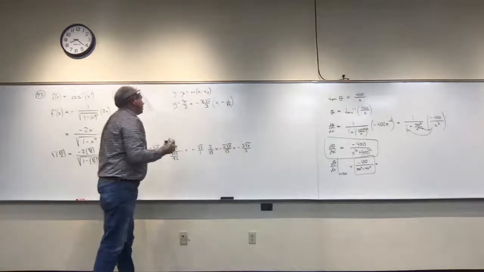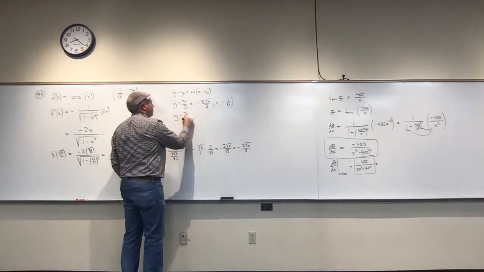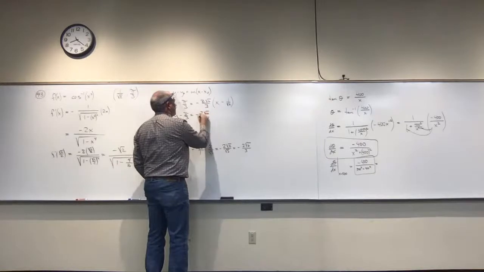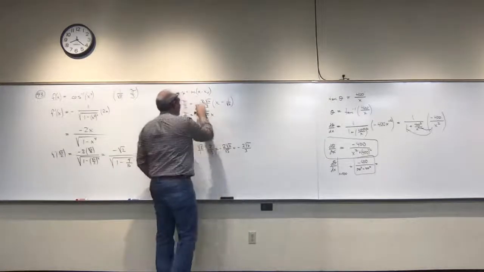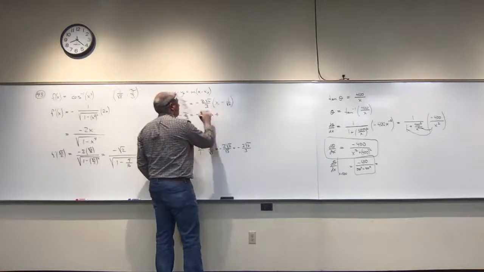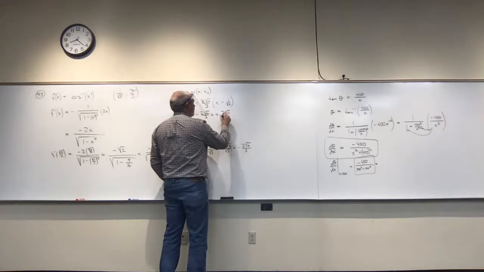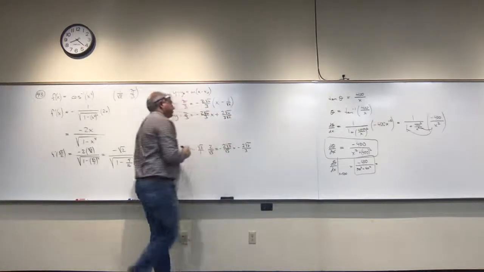Okay, and now just simplify. So I get that y minus pi over 3 is equal to negative 2 root 6 over 3 times x, and then positive times, I'm sorry, negative times negative is positive, and then I get 2 root 6 on top. On the bottom, I get 3 square root of 2.